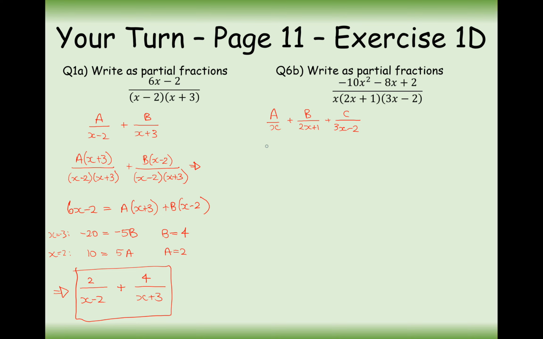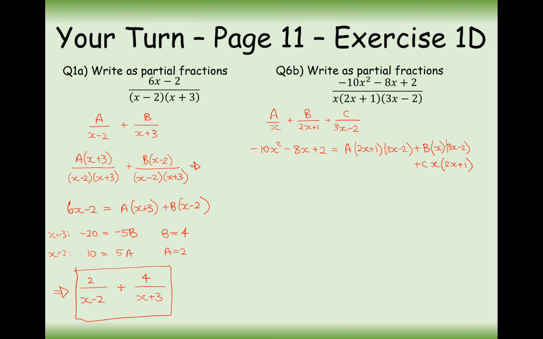So in this case here, I'm going to have minus 10x squared minus 8x plus 2 equal to a times 2x plus 1 times 3x minus 2, add b lots of x times 3x minus 2, add c times x times 2x plus 1.